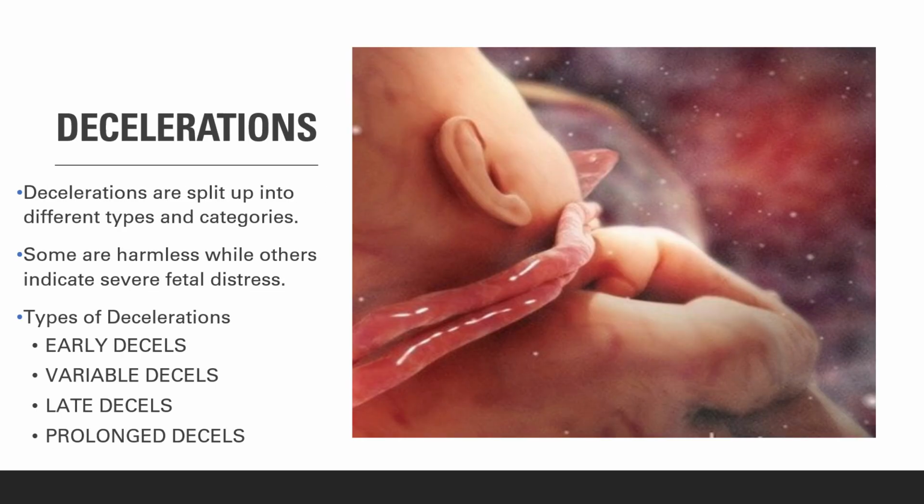All right, so we talked about baseline, we talked about variability, we talked about accelerations. The last step is to actually determine decelerations. Decelerations are split up into 2 different types and categories. Some are harmless, and then some are also very severe, which means that the baby is in severe distress. So we have 4 types of decelerations. We have early deceleration, variable deceleration, late deceleration, and prolonged deceleration.